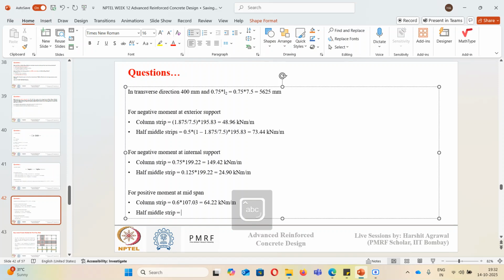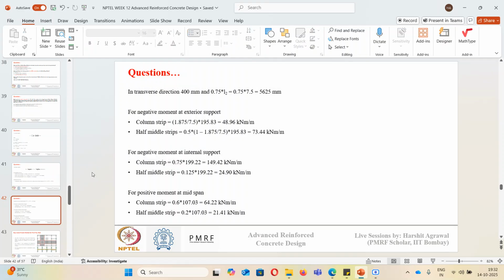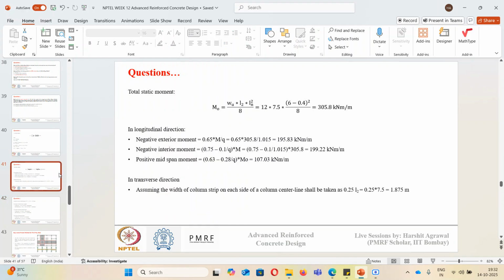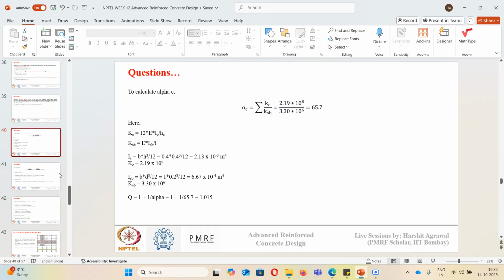And the half middle strip will be 20%. So 107.73, 21.41 kilonewton meter per meter. So once we know the moment for all the sections, now we can design the reinforcement. Like we saw in the two-way slab design, a similar design method can be applied for reinforcement detailing now. Okay, so this is how we do the application of the direct design method.